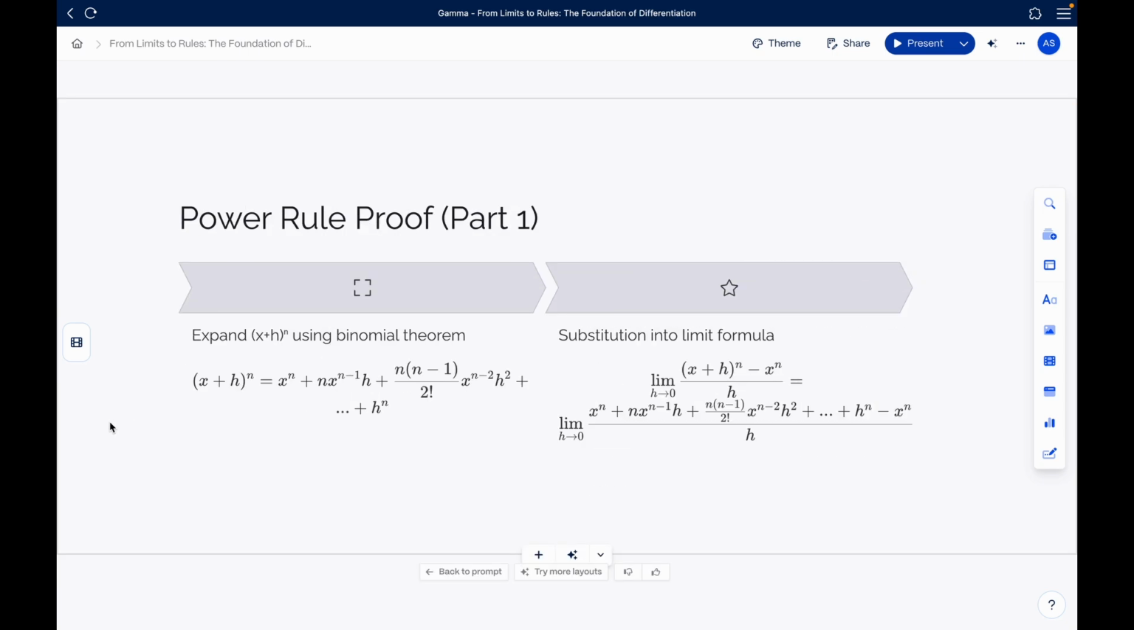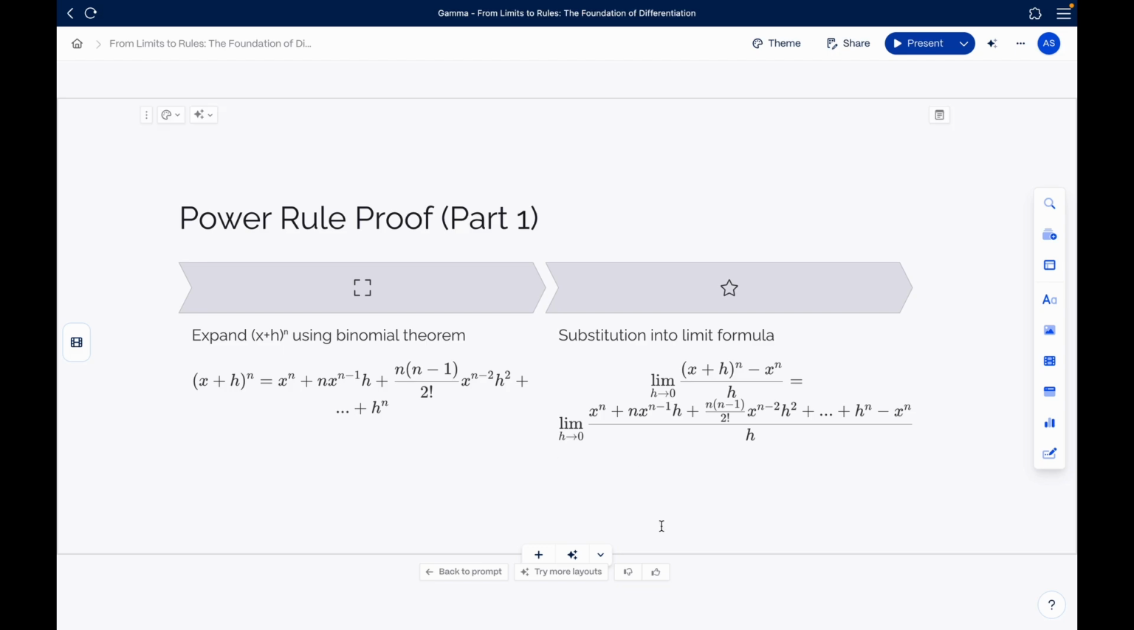The first part of the proof is to expand x plus h to the power of n using the binomial theorem. So the binomial theorem says x plus a, or anything, we're going to say h here, is equal to x to the power of n plus n times x to the power of n minus 1 times h plus n times n minus 1 over 2 factorial times x to the n minus 2 h squared plus so on, and then you get plus h to the power of n. And yes, this in fact works for every single power. You can test it out if you want for a couple powers just to make sure that it works.